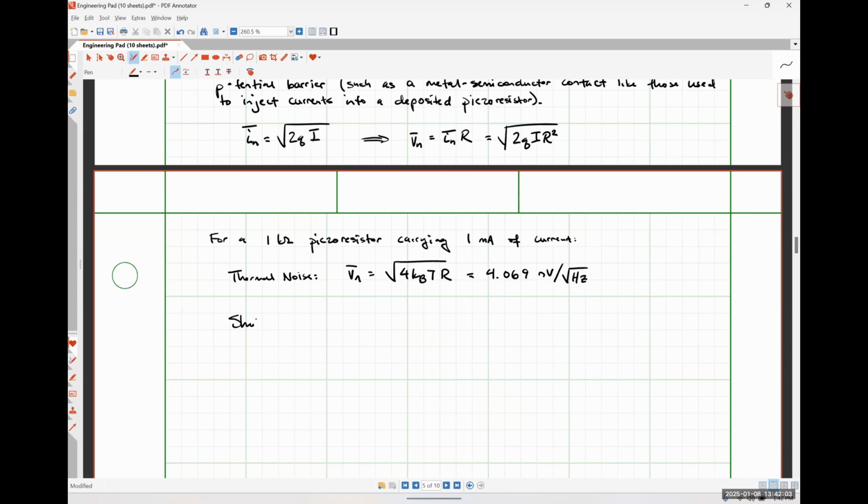For my shot noise, that's going to be root 2qI R squared. And this comes out to be 17.9 nanovolts per root hertz. So we can see that the shot noise is about 4 times greater than our thermal noise. So this is just something else that we need to take into consideration if we wanted to use piezo-resistive sensing.